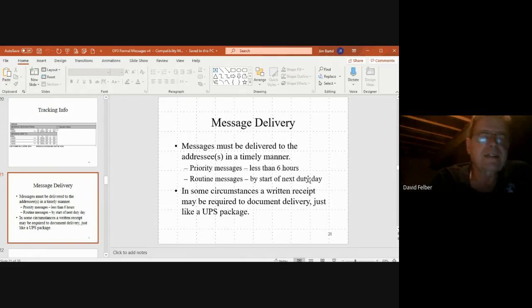Priority message less than 6 hours. Like I said, sometimes priority messages have a time criticality to them. There may be a message that has to be delivered within 2 hours. There might be an operator's note saying cancel message if not delivered by a certain time, because it would have no meaning then. So, pay attention to the priorities. You're going to receive the message, you're going to record it, write it down, and probably hand it to your communications unit leader, and they can handle delivering it. In some circumstances, a written receipt may be required, just like a UPS package.